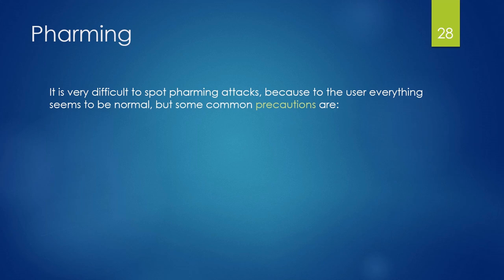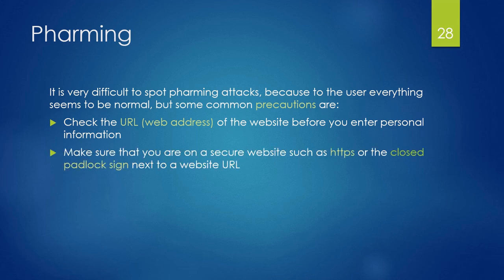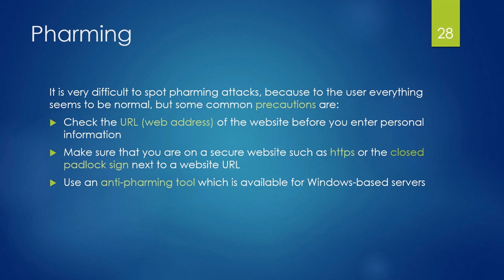But some common precautions are: check the URL web address of the website before you enter personal information. Make sure that you are on a secure website, such as HTTPS or the closed padlock next to the website URL. Use an anti-pharming tool, which is available for Windows-based servers, and educate web users on pharming and its dangers.